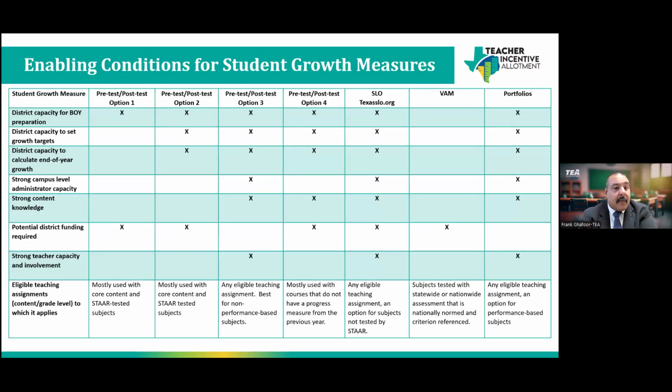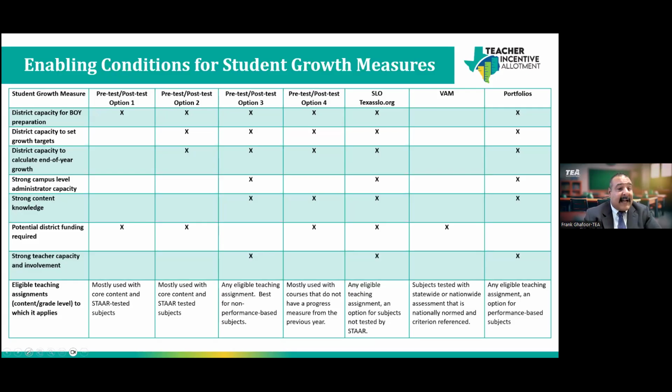When we are looking at option one, pre-test, post-test, remember that is our third-party option. The third party is creating both the pre and post-test and also setting the growth target for the students. Some potential roadblocks could be funding. Funding could be an issue. Also, the district capacity for beginning of the year preparation. That's another issue. If you don't have a lot of capacity at the beginning of the year to do some of these assessments, or the calendar doesn't work, maybe that's not the best option. Maybe picking up VAM or one of the other ones could be a better option for you.